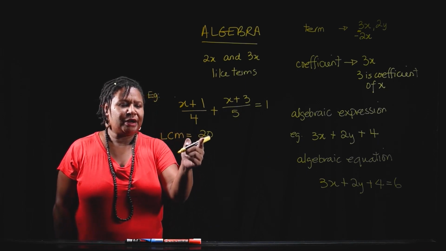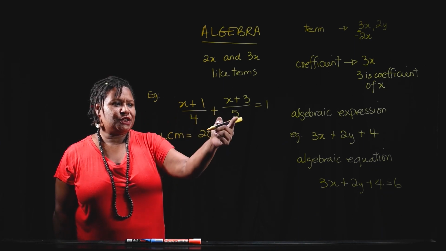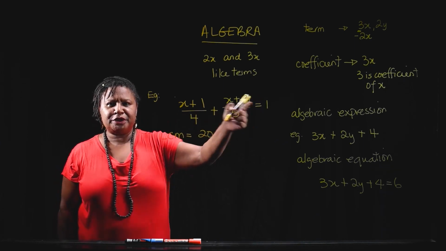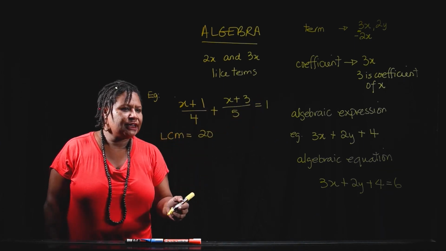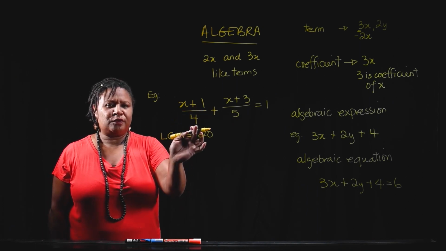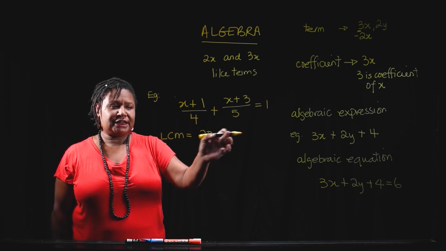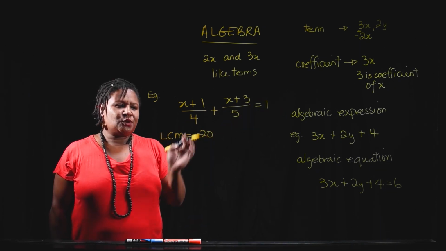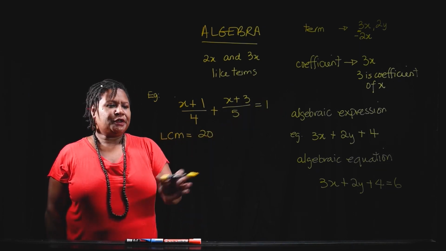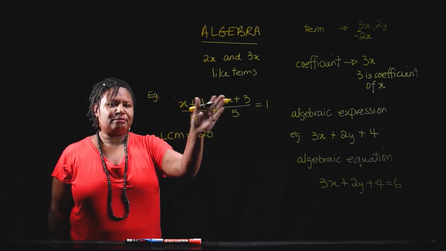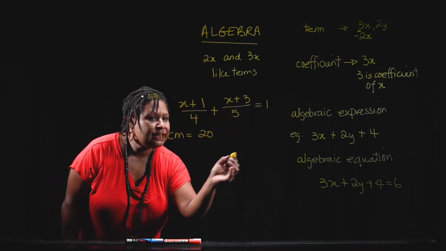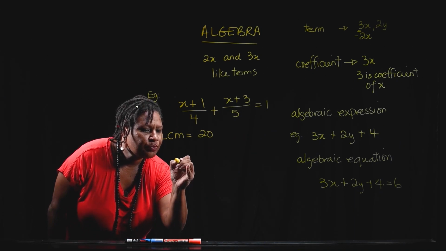We are going to multiply the LCM by each term in the algebraic equation. All right, so (x + 1)/4 is one term, (x + 3)/5 is another term, and 1 is also a term. So we multiply the LCM by each term. All right, so let's do that.